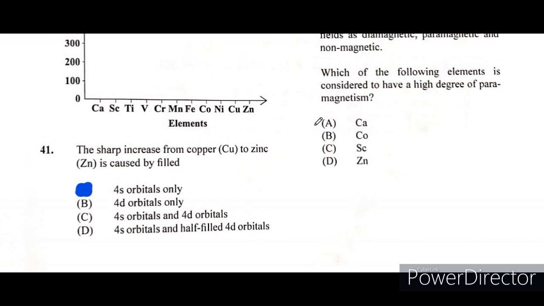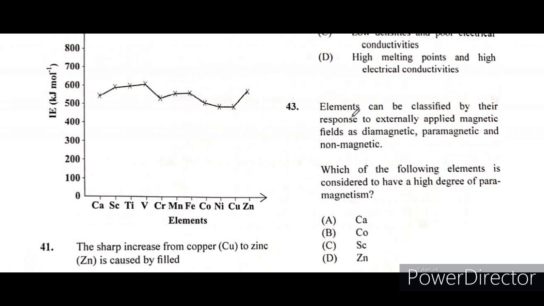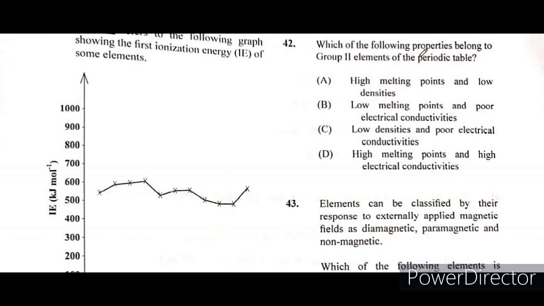42. Which of the following properties belong to group 2 elements on the periodic table? Group 2 elements are metals, so yes, they have high melting points. Wouldn't say low density. Low melting points, no. Poor conductivity, no. They're metals, so they have high conductivity. Low densities, no. Poor electrical conductivity, no. Alright, high melting points and high electrical conductivities. 42D. There we go.